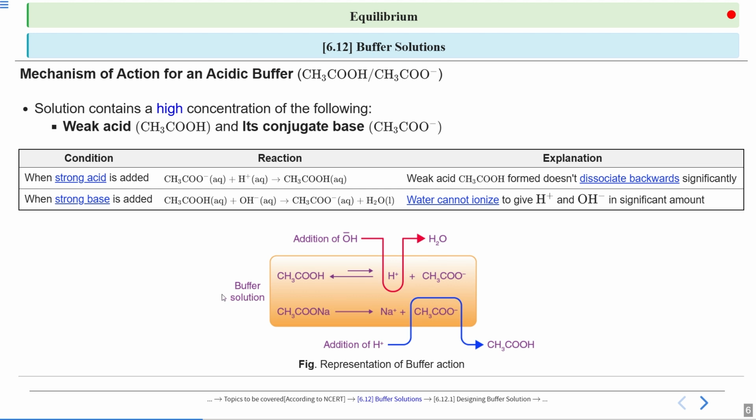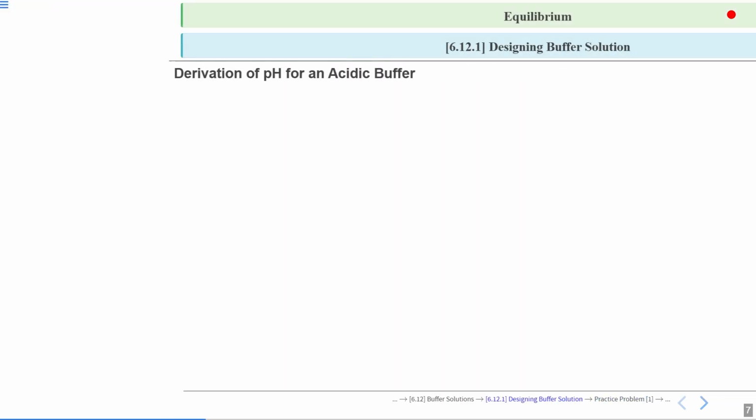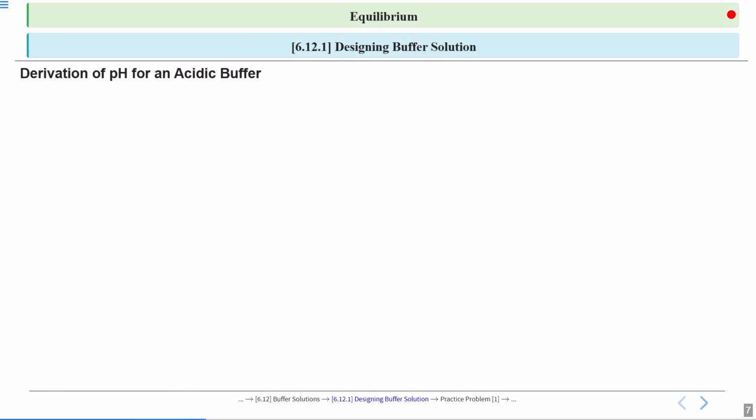So this action is very important to understand. Then and then only you will be able to solve the numerical. Okay. So with this, let us try to quantify, because the most important part is how do we quantify it? We know that it maintains a pH. If it is an acidic buffer, it will maintain it below 7.